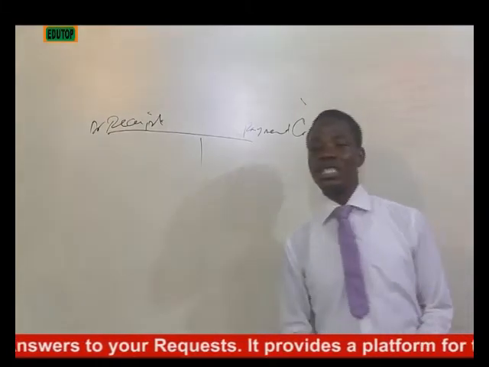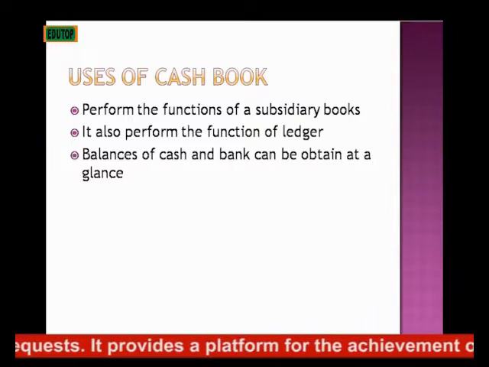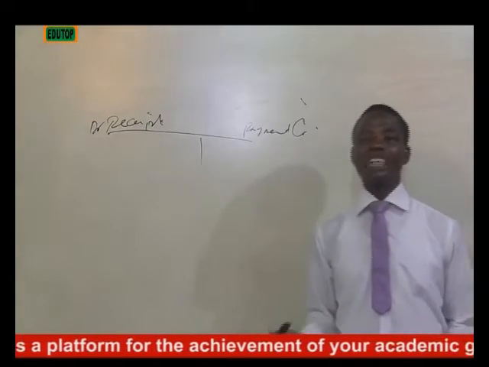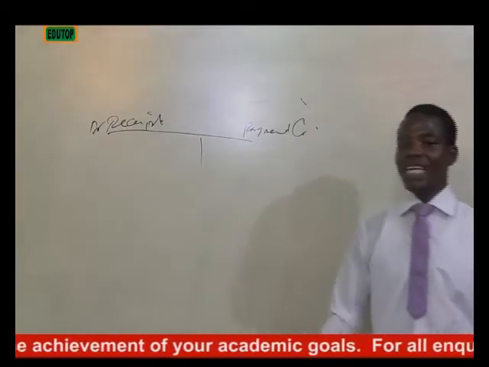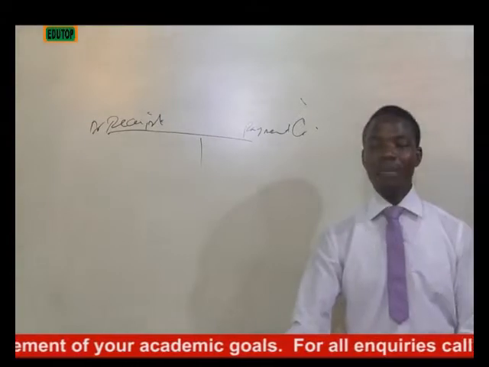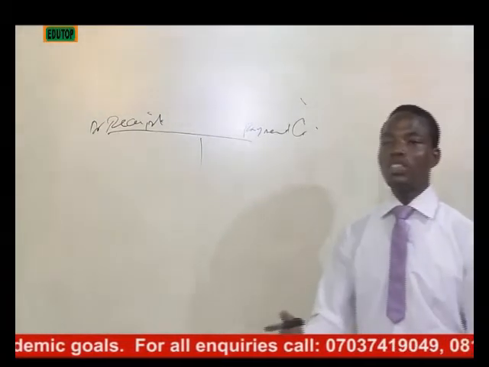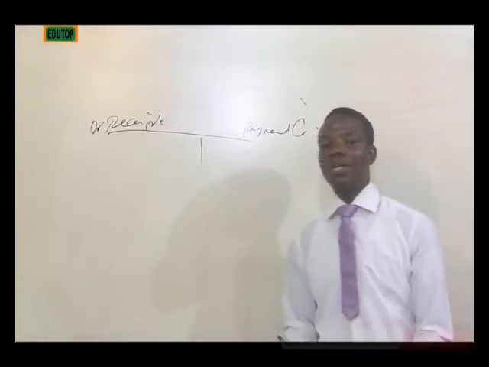The third one is that the balance of cash and bank can be obtained at a glance. With the help of the cash book, you will know the balance of cash in your hand, whether the transaction is on the debit side or credit side, when money is coming in or going out. The cash book is just to monitor the cash, to know the amount that you paid out and the amount that is coming in.